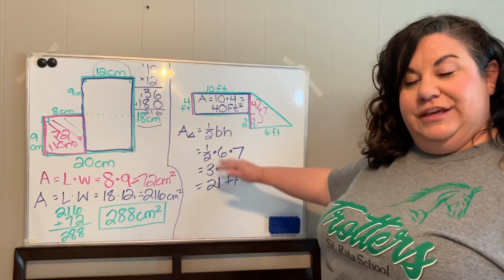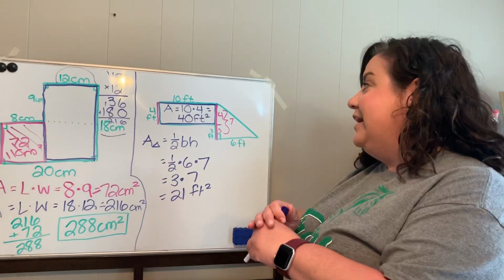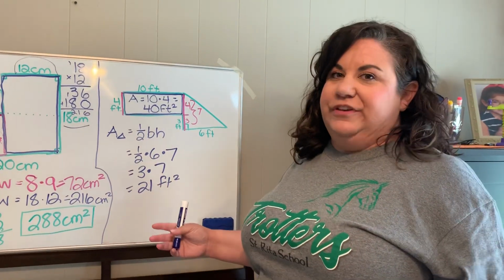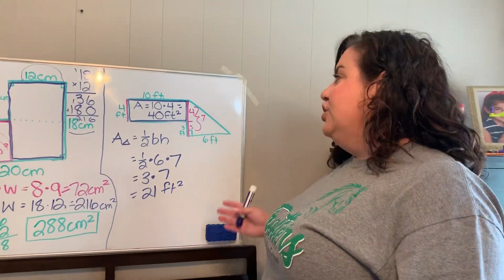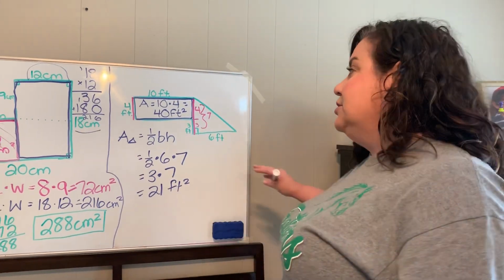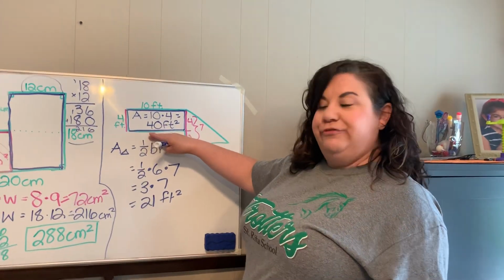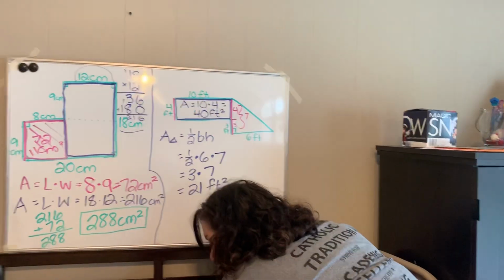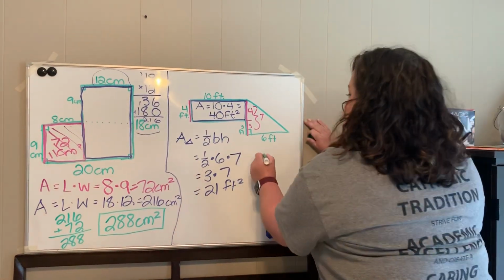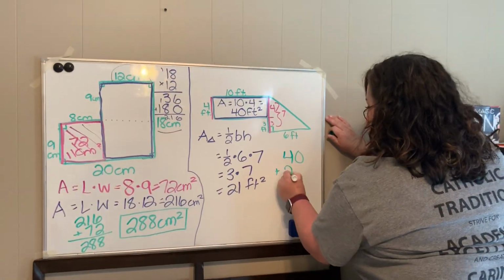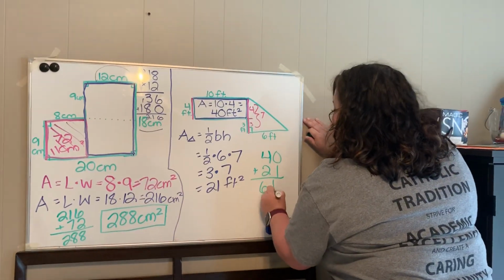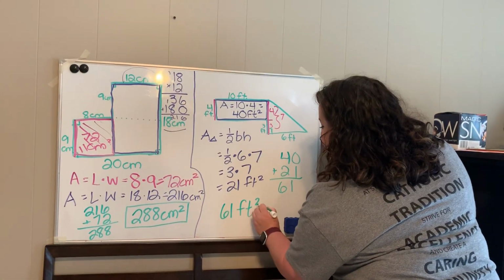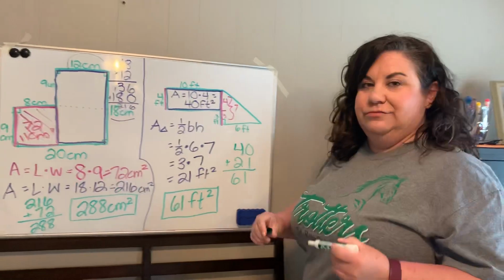Now I've got both of these. But remember, I'm not done, because when we're talking about compound figures or polygons or composite figures, all the same name for the same thing, we have to add the two things together. So now I'm going to take my 40 square feet and my 21 square feet, and I'm going to put them together. So 40 plus 21 is 61. So the answer to this problem is 61 feet squared, or 61 square feet.